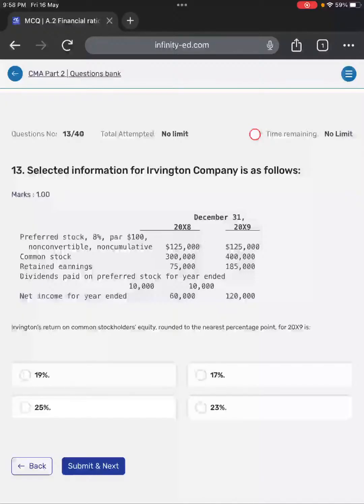Preferred stock, common stock 300, 400. Okay, non-convertible, non-cumulative preferred stock, and common stock is 300,000 plus 400,000 divided by 2, equal to 350,000, and dividend paid 10,000. In 2009, 120 divided by 350,000 into 100.